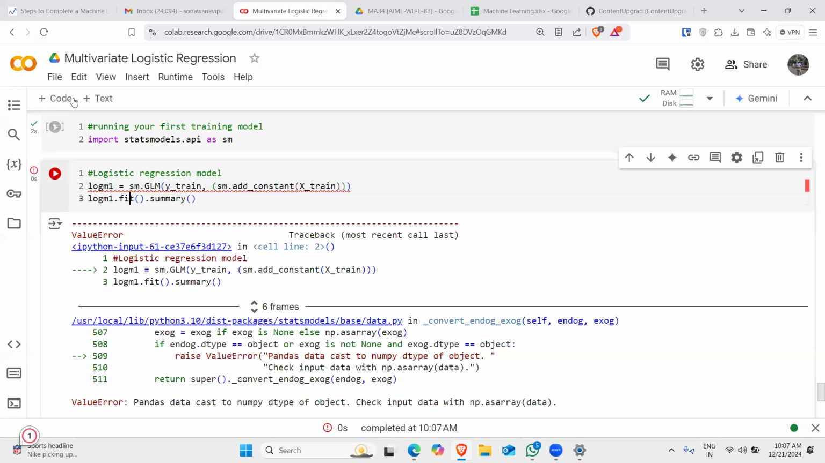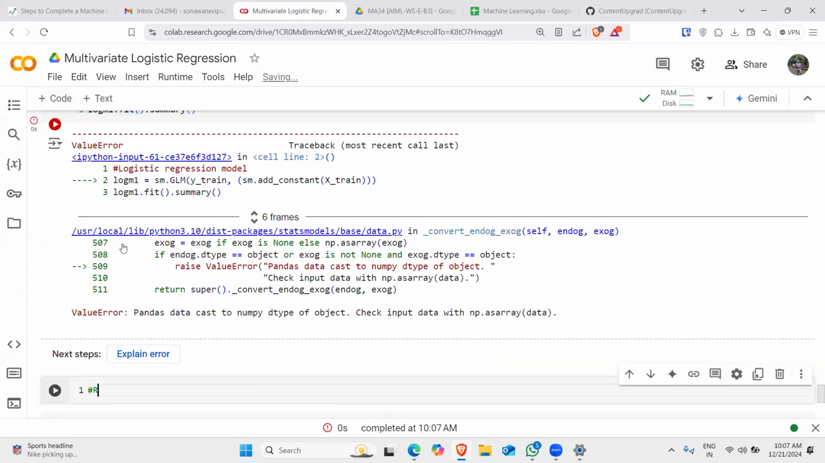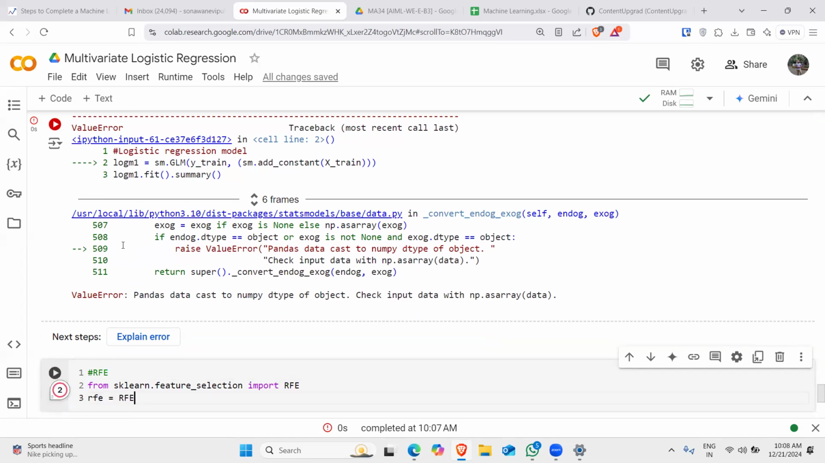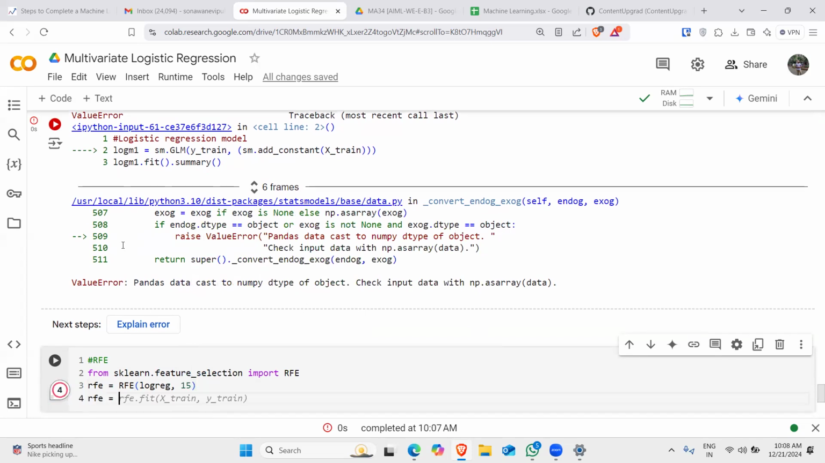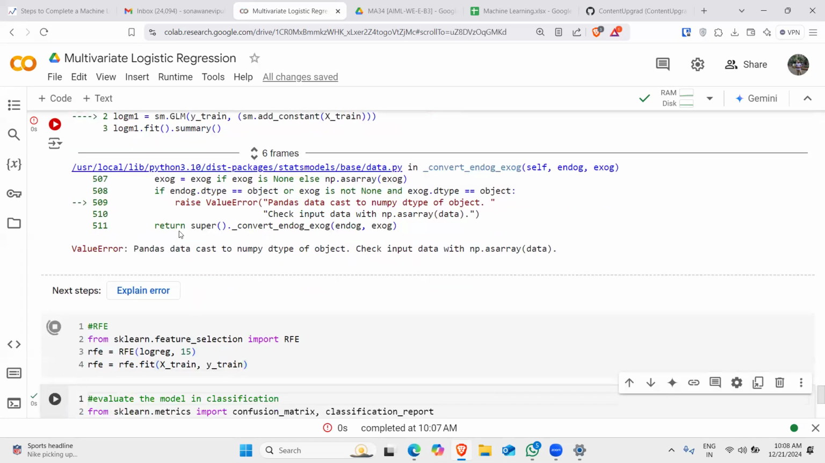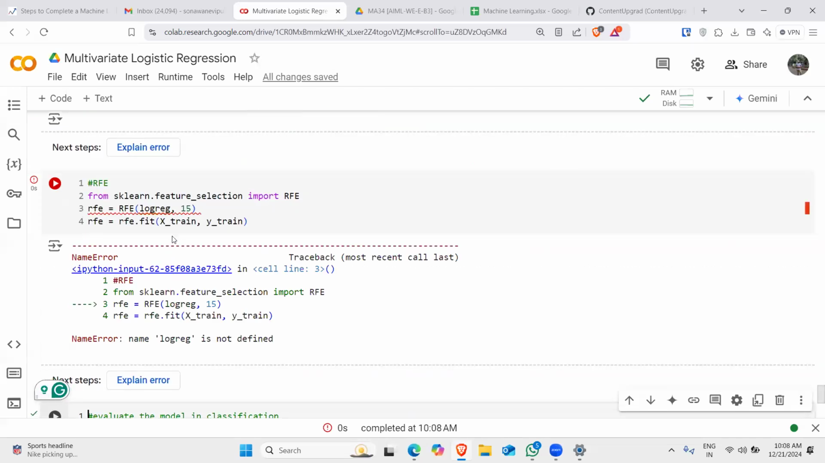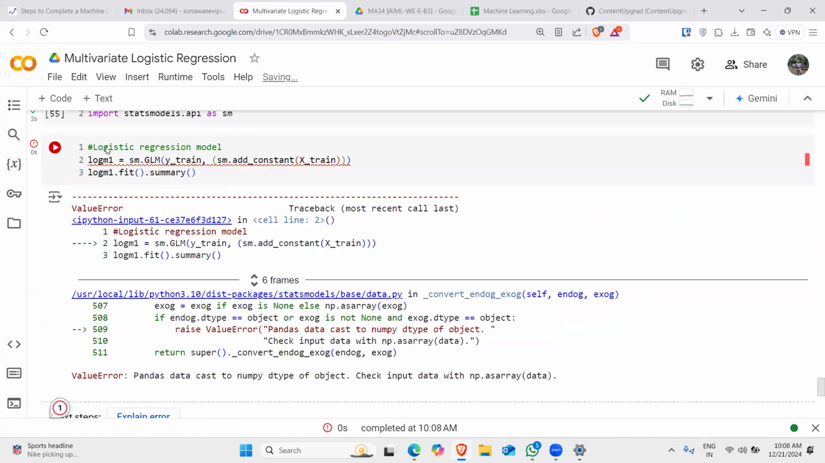RFE. Let's say if I just go for a recursive feature elimination, RFE. So I'll write from sklearn dot feature underscore selection, we are going to import RFE, recursive feature elimination. RFE is equals to the package logistic regression, comma 15 features I want, right? 15 any random features, and I'll just fit it on x-train, y-train. Log reg not defined. Log reg, yeah, we have to define an object for that.